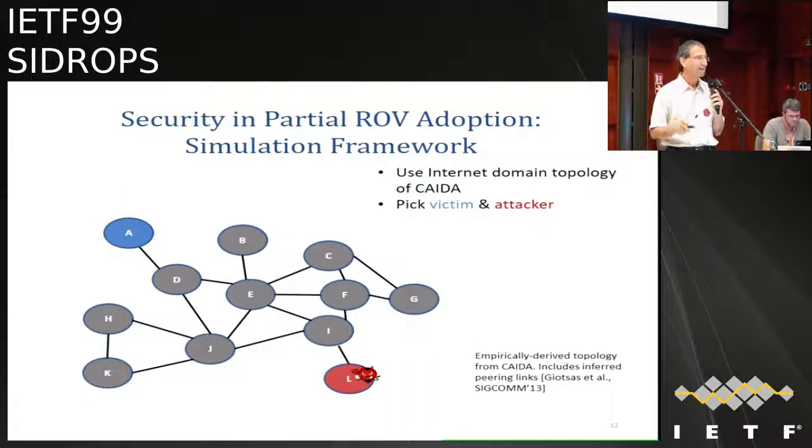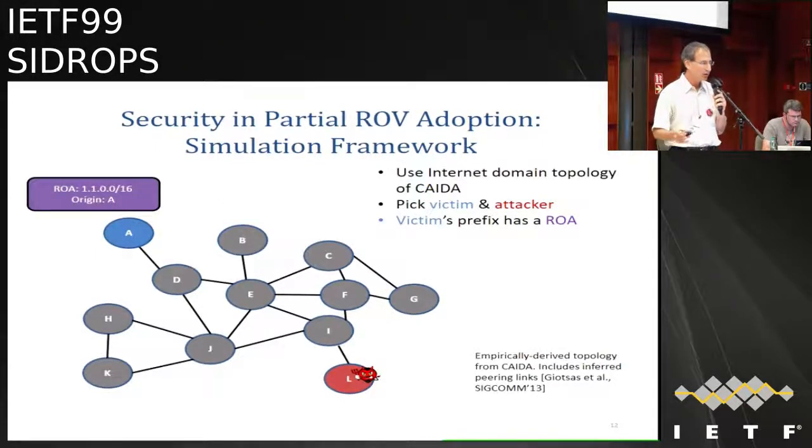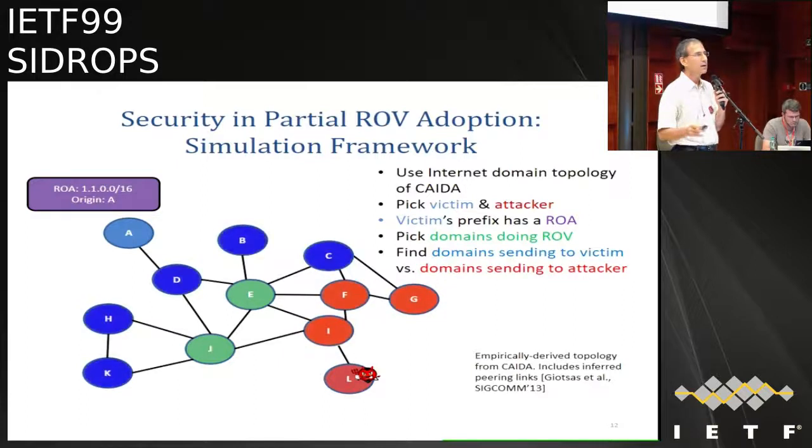So we use the CAIDA internet topology mapping of the different domains, the ASes, and the relationships and so on. We pick at random a victim domain and an attacking domain. The victim domain, of course, is assumed to publish a ROA, and then we select randomly which domains, by the percentage we are testing at that time, are doing ROV, and then we compute which domains will send traffic to the victim and which domains will send to the attacker. That is the success rate for the attack.